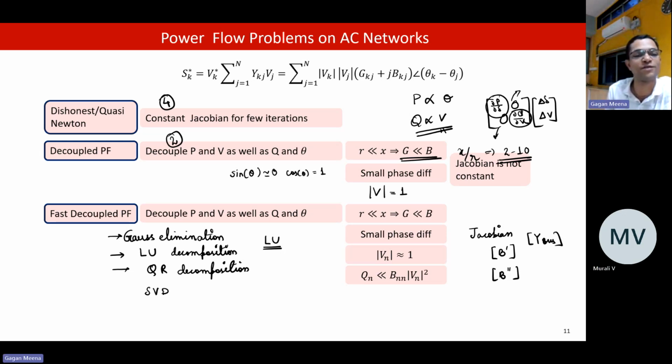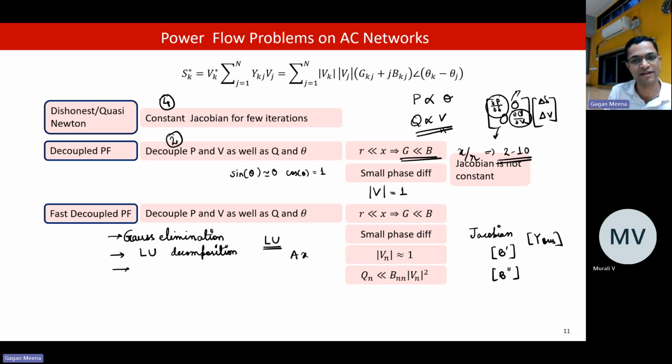Then singular value decomposition is also there. So this is increasing complexity. So LU is widely used here. Once, before starting, we have to do the LU decomposition, and every time we can use this LU.